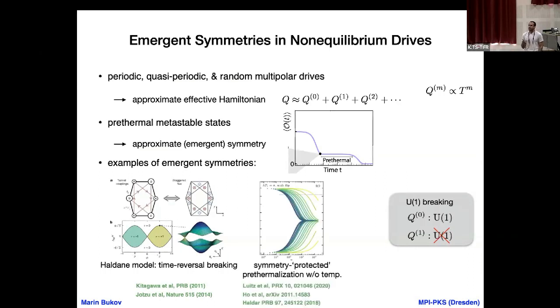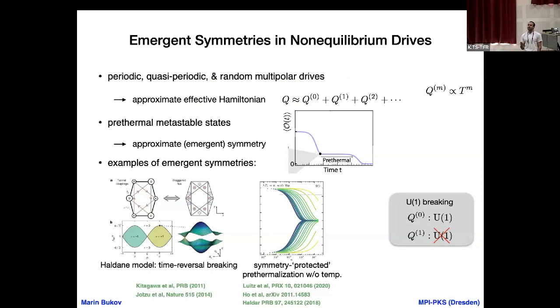But there are other examples. For instance, you can consider a situation where the leading order Hamiltonian has a U1 symmetry, whereas the higher order terms break this U1 symmetry. What you can show in this case is that you can have symmetry protected, quote unquote, prethermalization, or in other words, prethermalization without temperature.